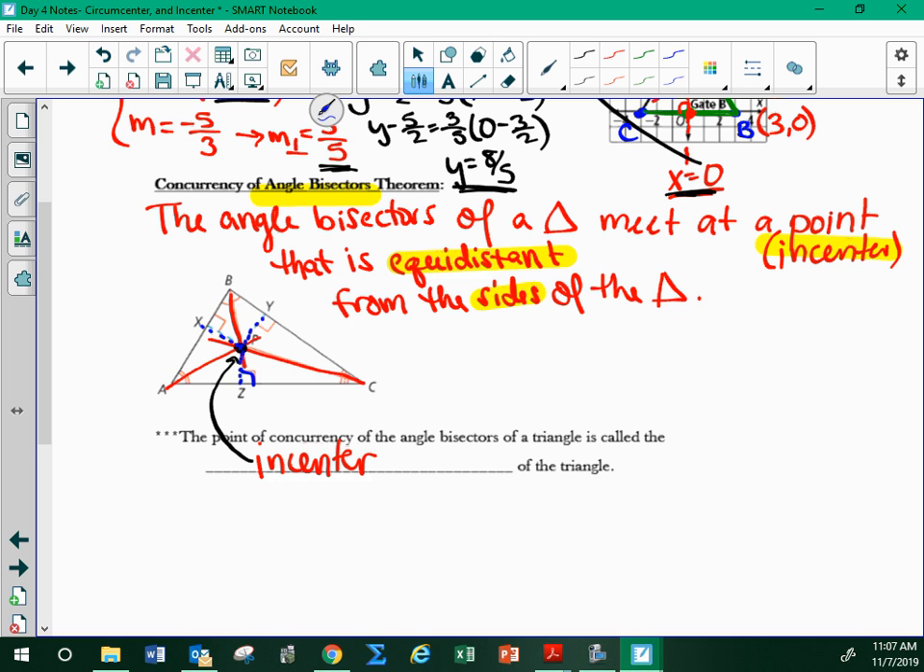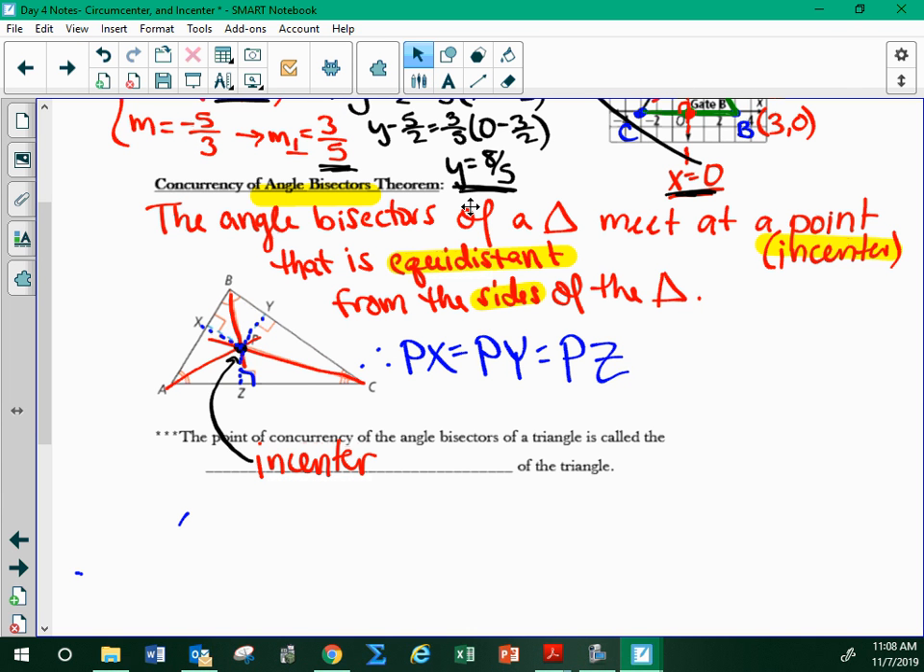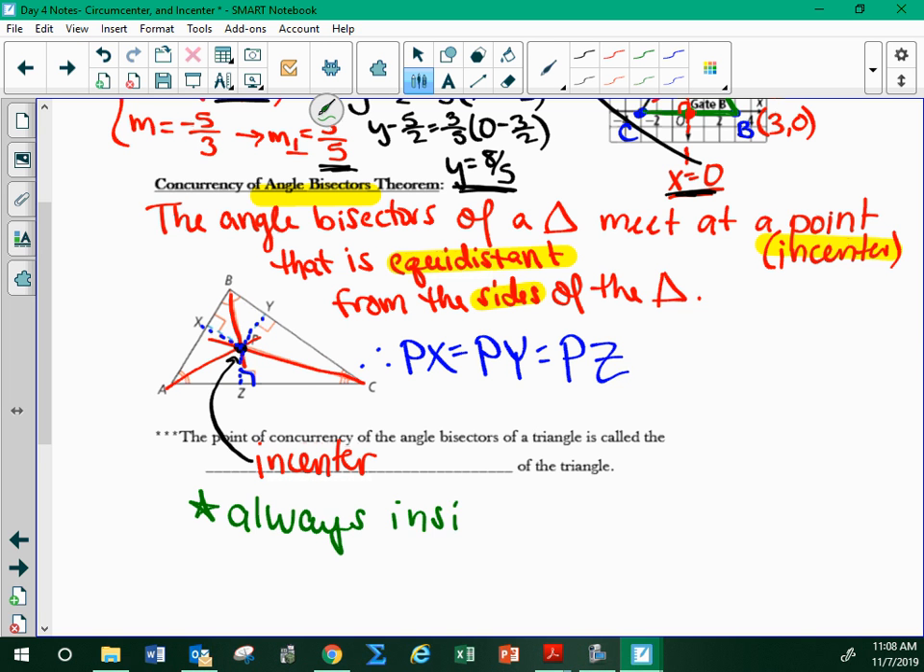So our conclusion for this would be, P is still the incenter, so the measure of PX is the same as the measure of PY, which is the same as the measure of PZ. Okay. Super important piece here: our incenter is always inside the triangle. Always inside the triangle.